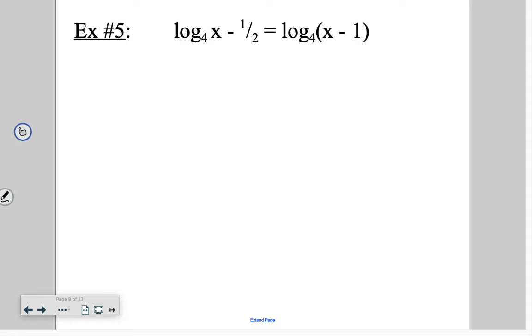What if we try to get the logs together on the same side and get that minus 1/2 to the other side? Let's just reorganize this a little bit. So I'm going to add the 1/2 to the right. I'm going to subtract the log to the left. And then you tell me what I do from there. Log base 4 of x minus log base 4 of x minus 1 equal to 1/2. So we just rearranged. I put the logs on the same side, I put the 1/2 on the other side. Now you got any ideas?